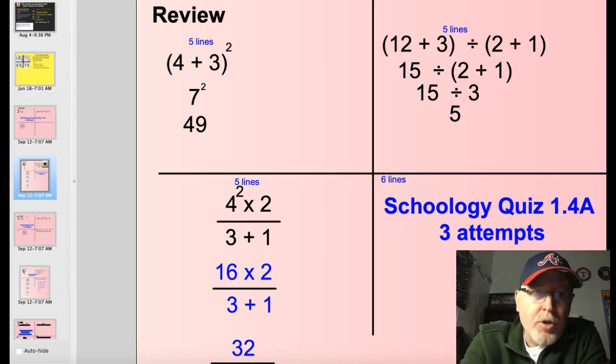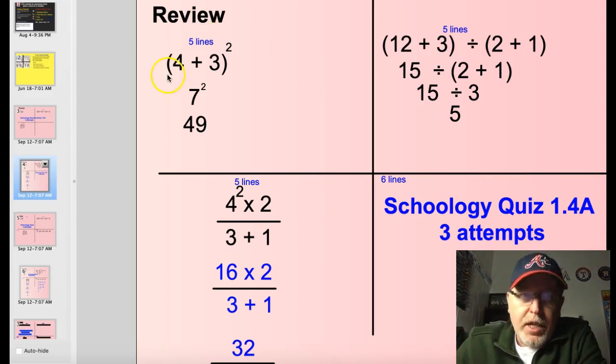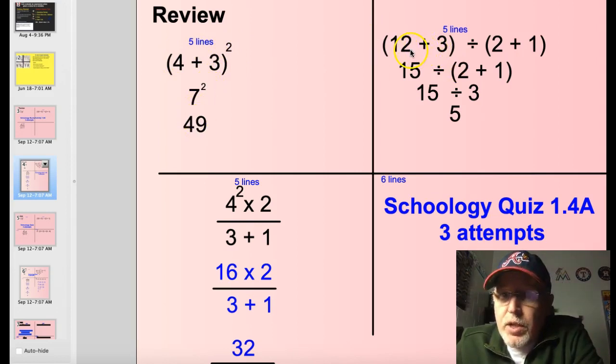Hey, I'm back. I'm sure you already all got 3 out of 3 on that little Schoology quiz, but I just wanted to give you this look at the answers in case somebody couldn't figure something out there. Obviously, you have to do the parentheses first, so it's 4 plus 3 inside, which is 7, and then you have to square it. So you have to square everything inside. It's not 3 squared because the exponent is outside the parentheses. So that's 49. In this case here, 12 plus 3, that's your first step, and that's 15. You just copy down the 2 plus 1.